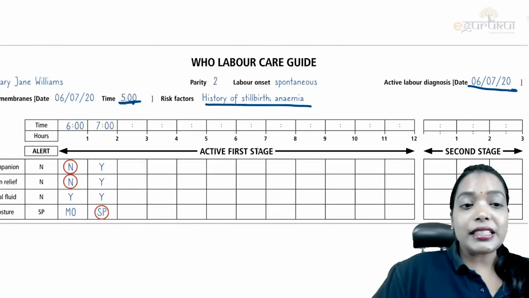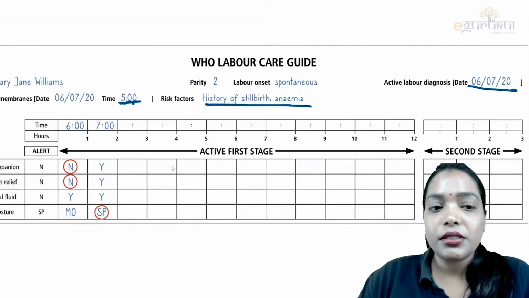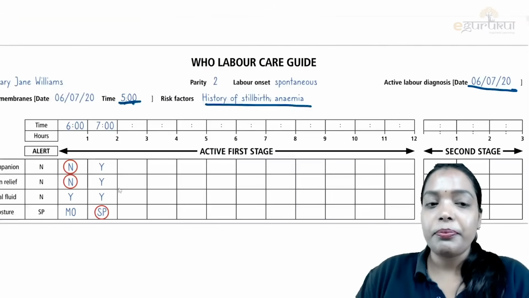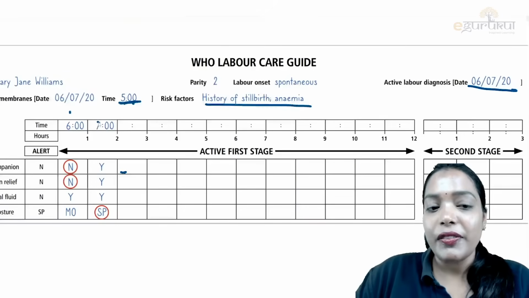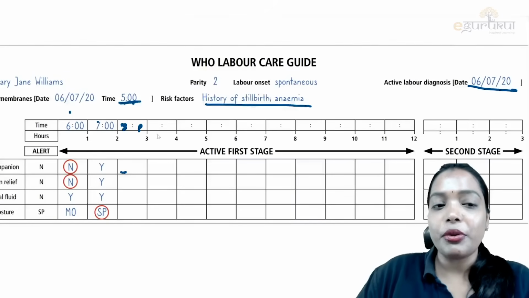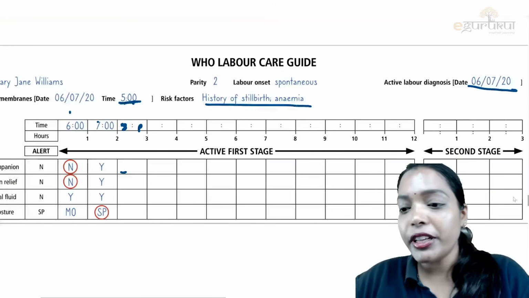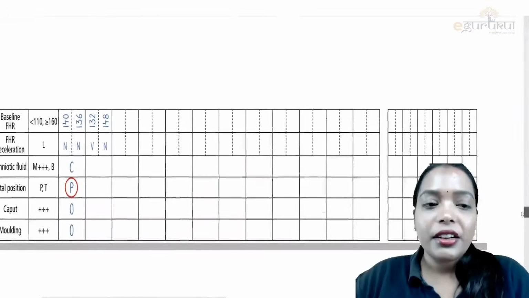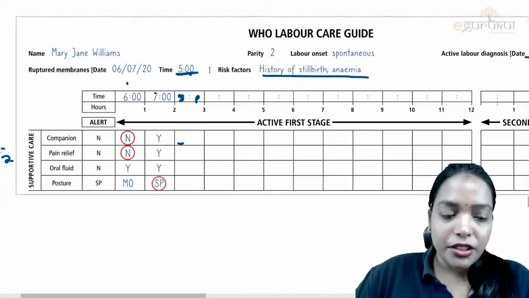Okay. Next, coming to the time. You write, for example, that she has come to you at 6 p.m. at 5 centimeters. So you write the time as 6 p.m. Next column 7 p.m. Next column 8 p.m. Like that you can write. So the next column is supportive care. So section 2 is supportive care. Let us see what all you have in supportive care.